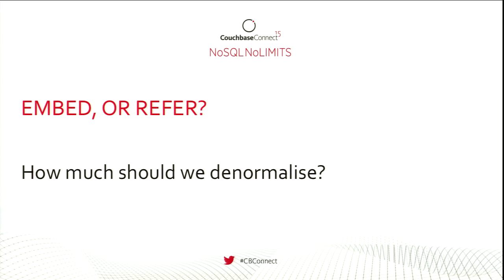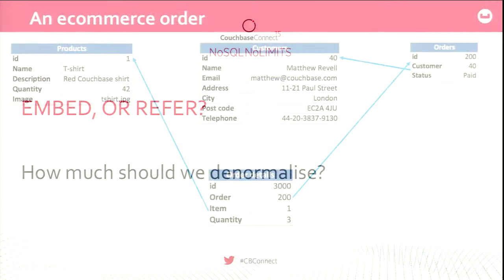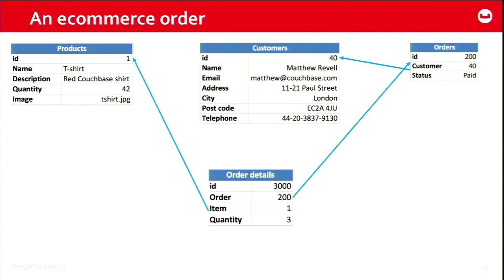So let's have a look at how we'd represent an e-commerce order in a relational database. Very simple example here, but you have the order details, and then that points out to the original order document, the customer details based on the ID, and then the products themselves. So you have canonical versions of each of these, obvious stuff.